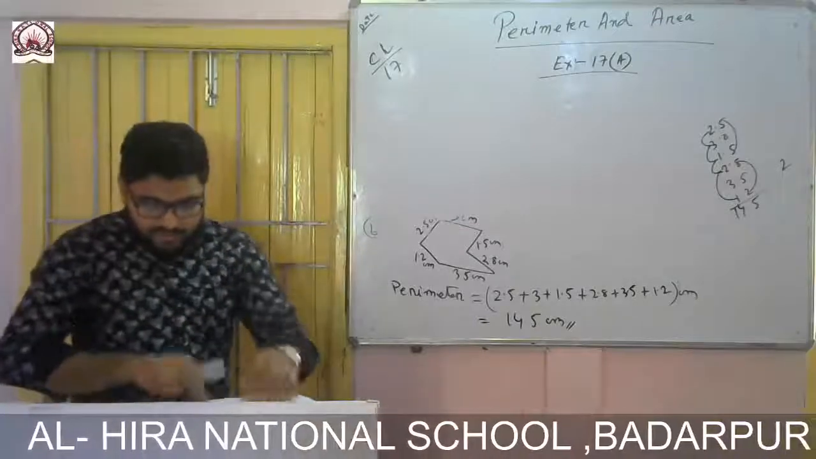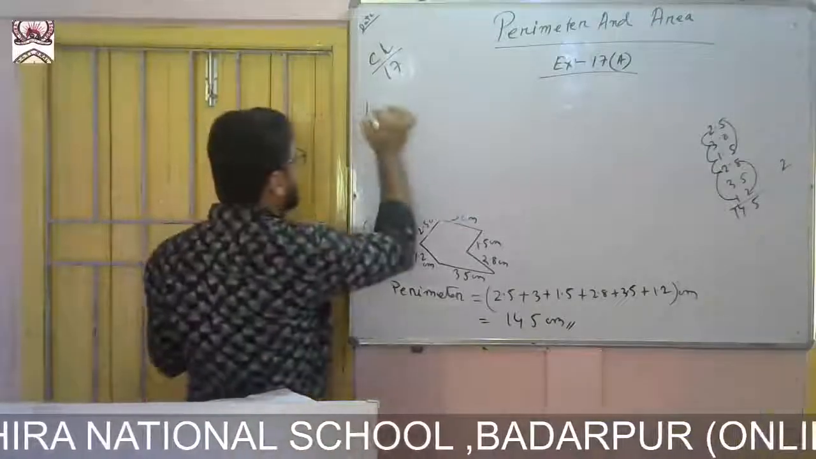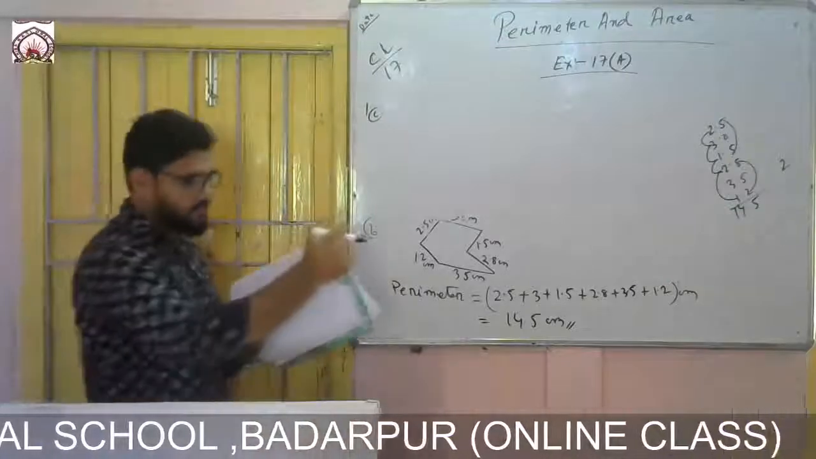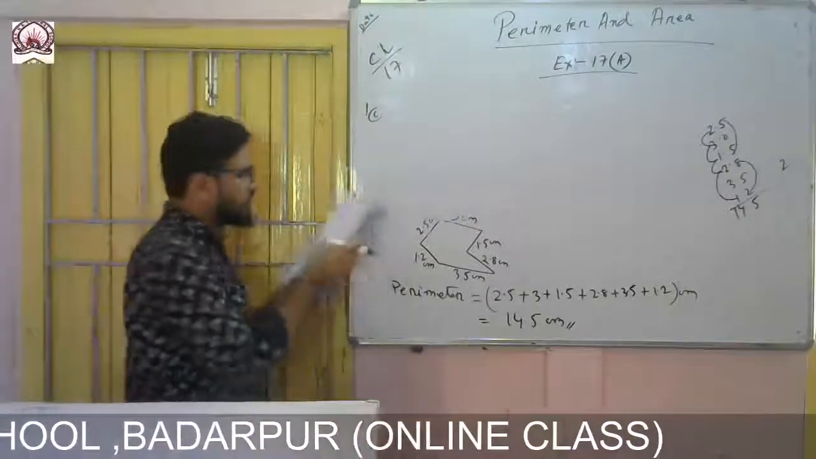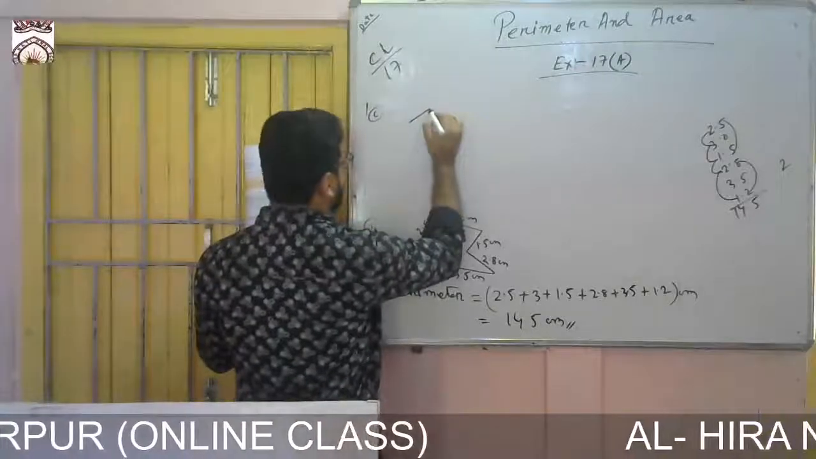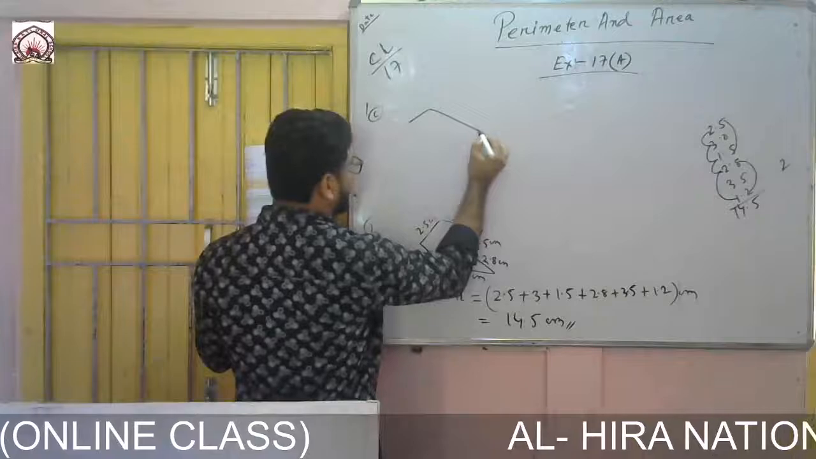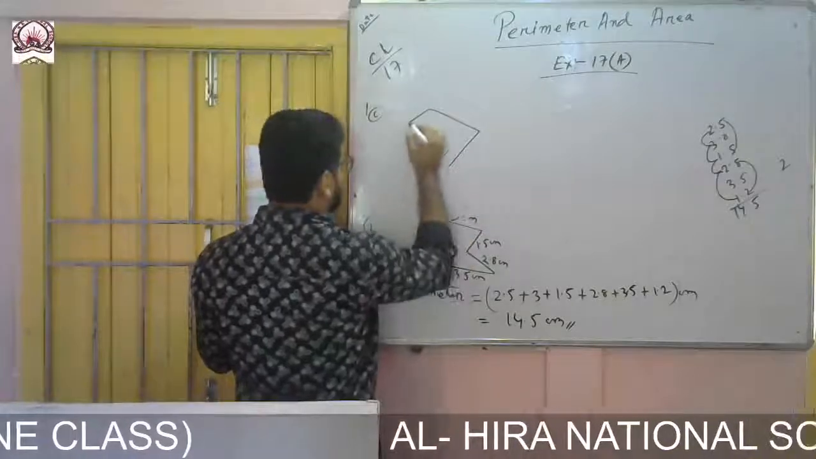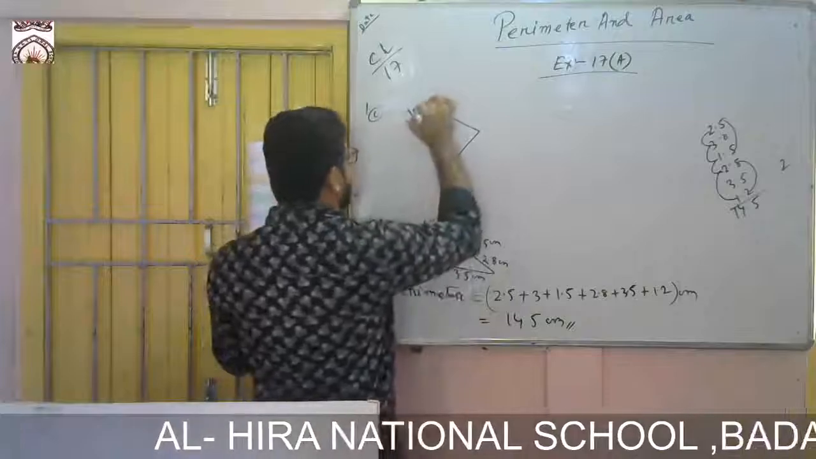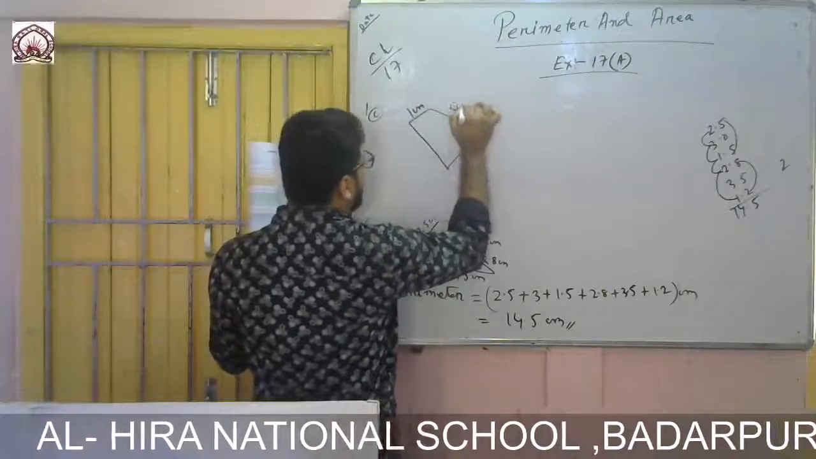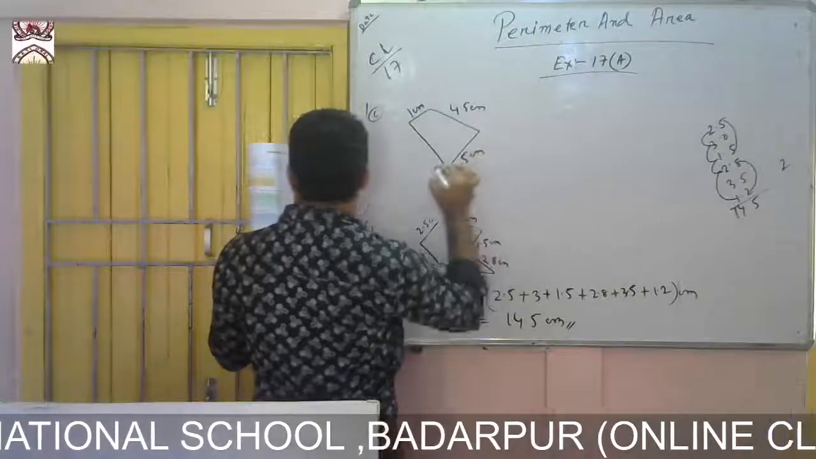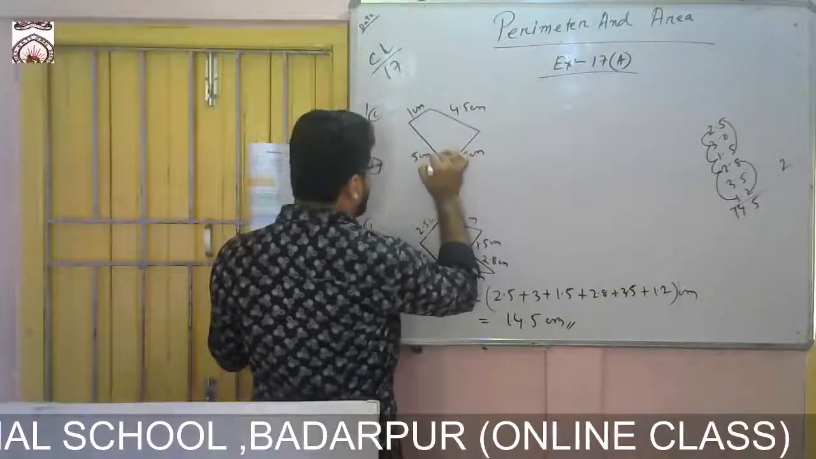So in 3, what is given? 1c. Okay, what is there? The shape is like this. So 1 centimeter, 4.5 centimeter, then 5 centimeter, then 5 centimeter.